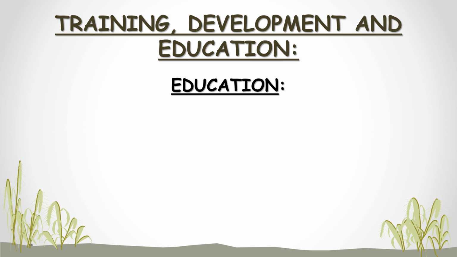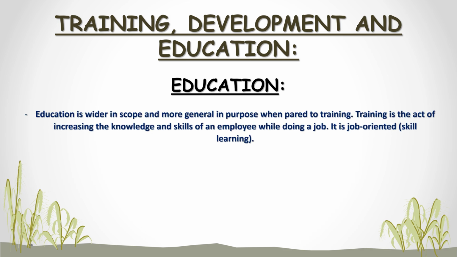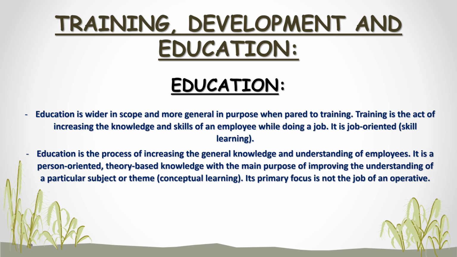Education. Education is wider in scope and more general in purpose when compared to training. Training is the act of increasing the knowledge and skills of an employee while doing a job. It is job-oriented, skill learning. Education is the process of increasing the general knowledge and understanding of employees. It is person-oriented, theory-based knowledge with a main purpose of improving the understanding of a particular subject or theme, conceptual learning. Its primary focus is not the job of an operative.